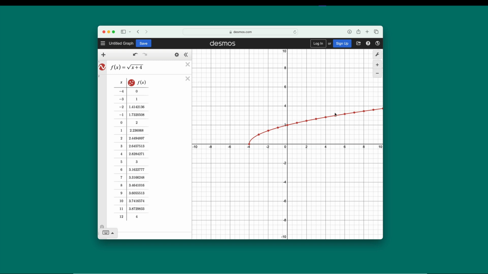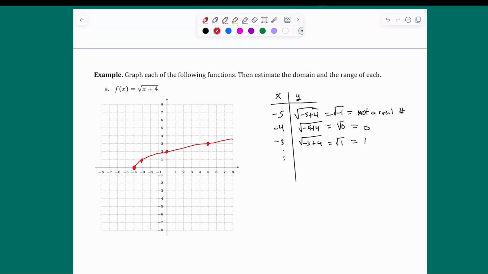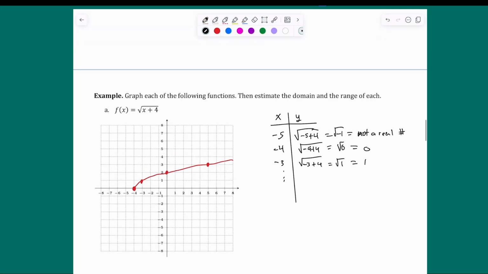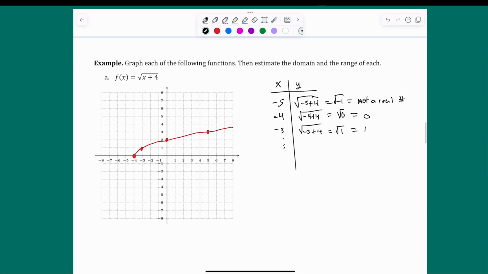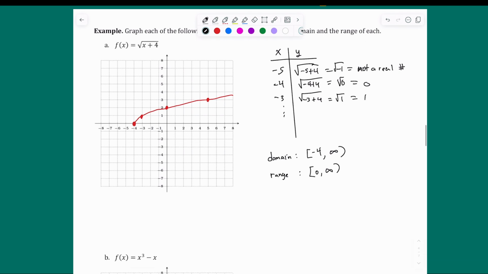Okay, so what does this give us? Let's go back to the notes here. What does this give us? Well, this tells us that the domain, and I'm going to write this in interval notation, is bracket -4 to positive infinity. And the range is bracket 0 to positive infinity. Okay, let's take a look at another example here.